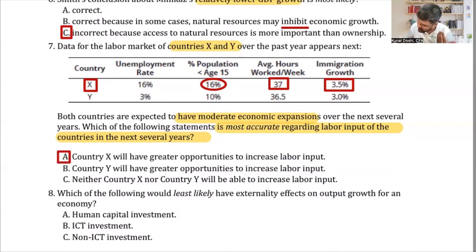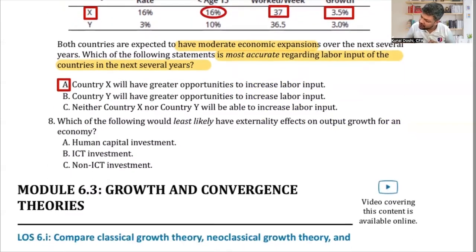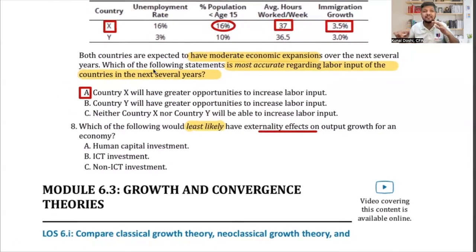Yes, A. Which of the following would least likely have an externality effect on output growth for an economy? See, externality effect means multiplying effect. Human capital investments will have a multiplying effect or not. They are asking which of the following would least likely have an externality effect. Yes, can you try and tell me which one?